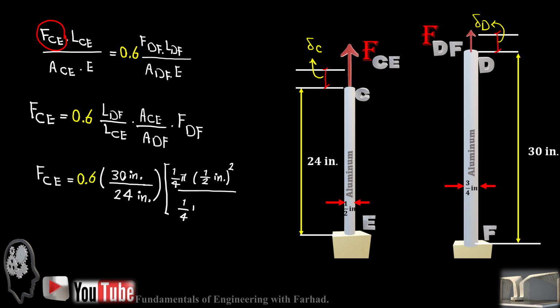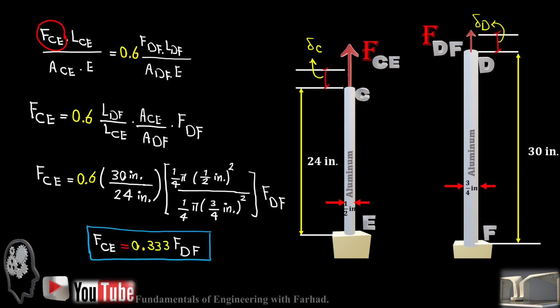If we jot down F_CE, rearrange the equation, reach this one, and replace the numeric values, it gives us F_CE is equal to this numeric value times F_DF. And if you do the math, it gives us F_CE is equal to 0.333 times F_DF.